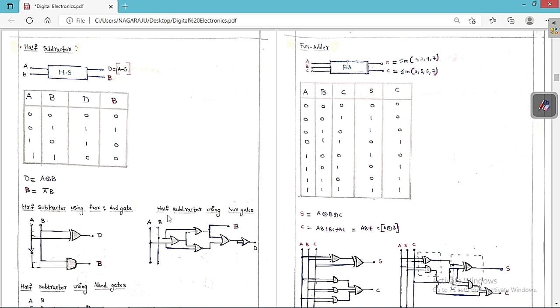Suppose I want to build the subtractor using the NOR gates alone. I already told you, we require 5 NOR gates in order to build an XOR gate. So 1, 2, 3, 4 and 5.